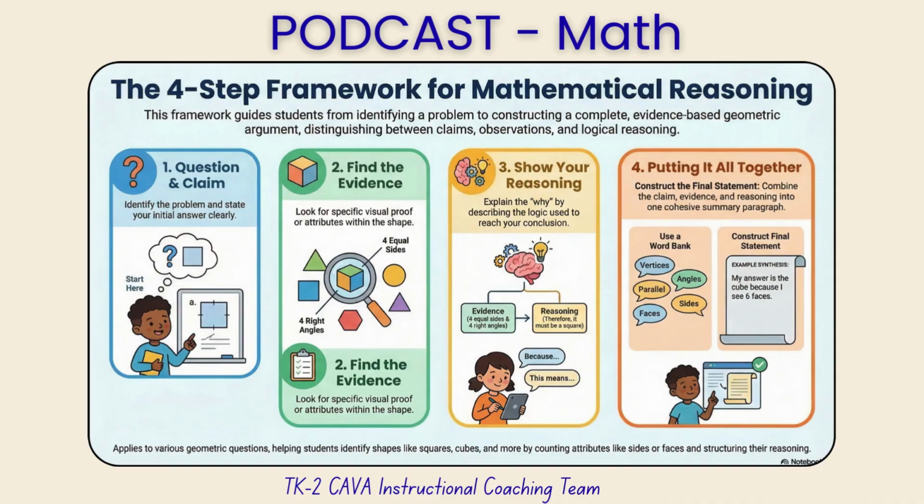Exactly. Let's look at the gray side panel to see how this all comes together. The word bank for lesson 1 includes circle, triangle, square, side, corner. These are the basic linguistic raw materials. Right. Then we have the synthesis paragraph. "My answer is the square. I see the square has 4 sides. I know this because I counted each side on the shape." Just listen to the structural integrity of that paragraph.